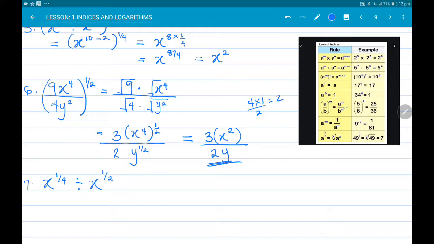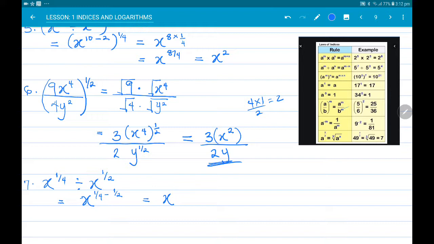So we are going to be having 3x raised to the power of 2. Do you know how we come across these two? Because 4 times 1 over 2 is equal to 2. So that's what I've just applied to this one, over 2y. And this gives us our final answer.